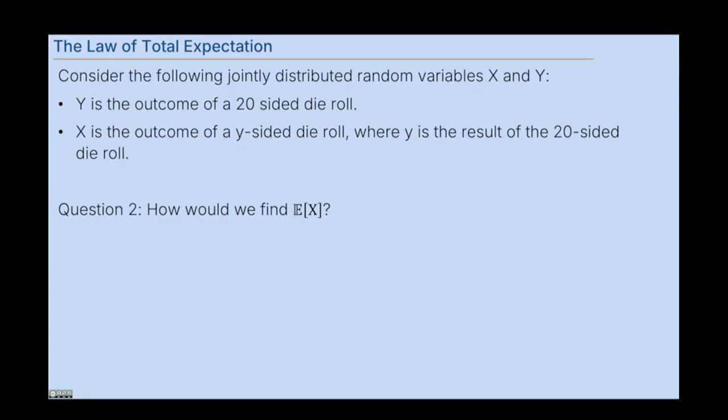Right, but there's something we need to do with each of the expectations. It's not enough to just add all of the different expectations and then divide by 20. Yeah, so we want to weight them. There are 20 different possibilities for y, and for each of them we'll compute a different expectation.